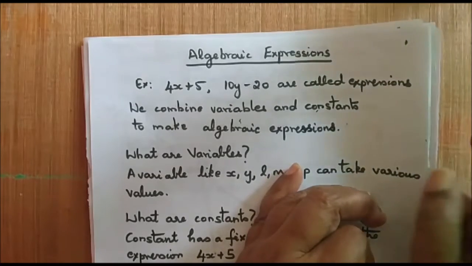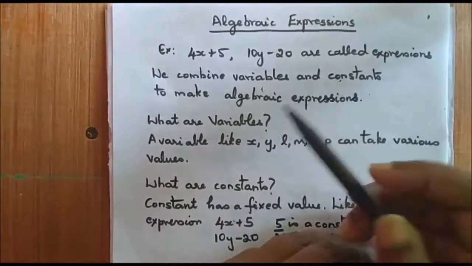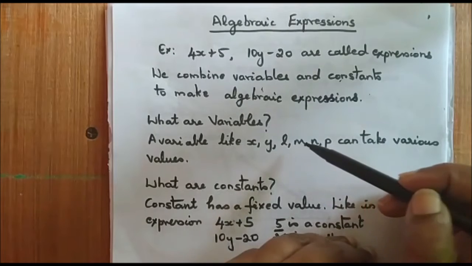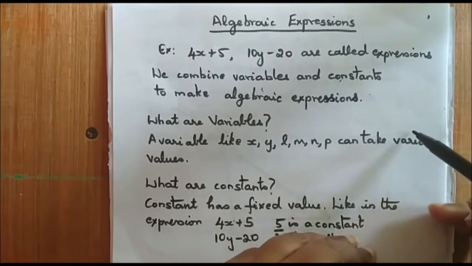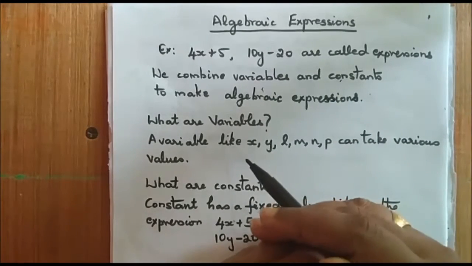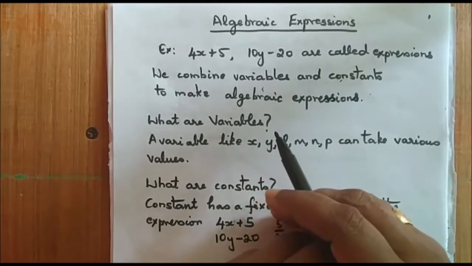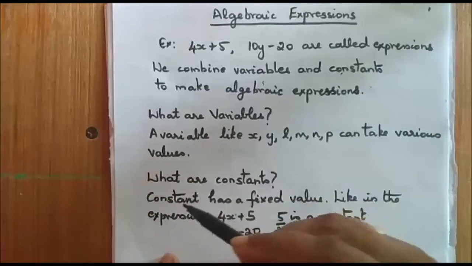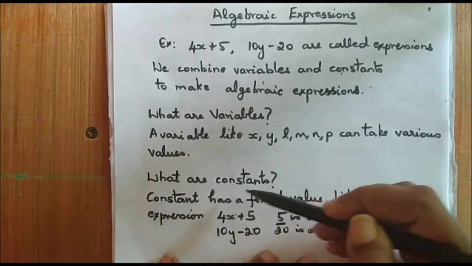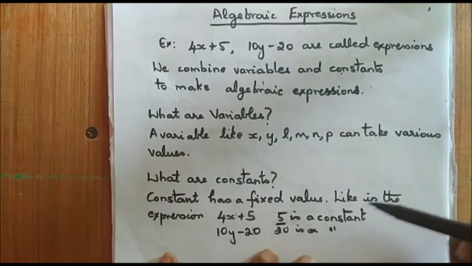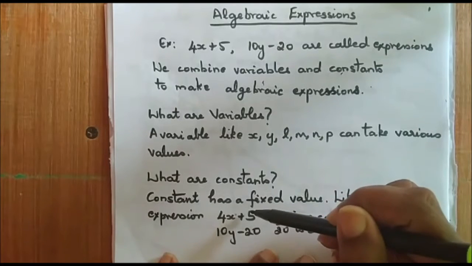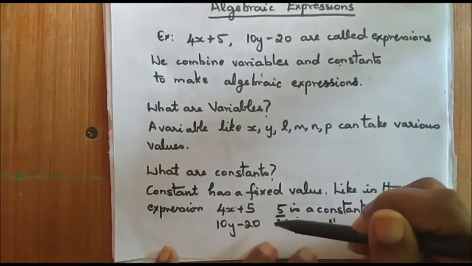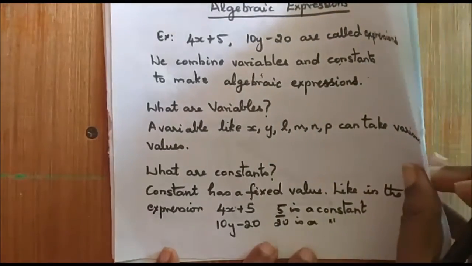Okay. Now, we'll just go through these topics. What are variables? A variable like x, y, l, m, n, p can take various values. That is why, since the variables can take different values, they are called variables. Okay. What are constants? Constant has a fixed value. Like in the expression 4x plus 5, 5 is a constant and in 10y minus 20, 20 is a constant.